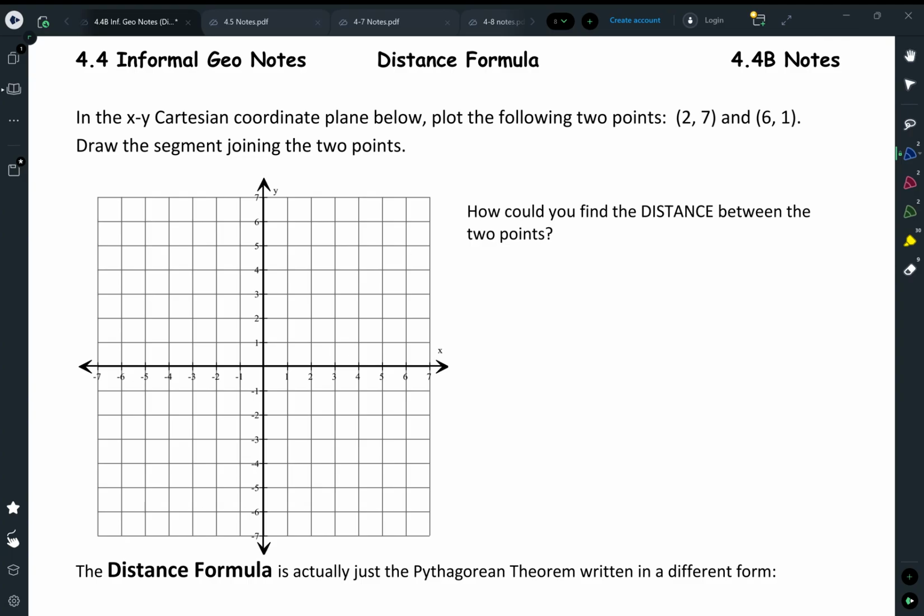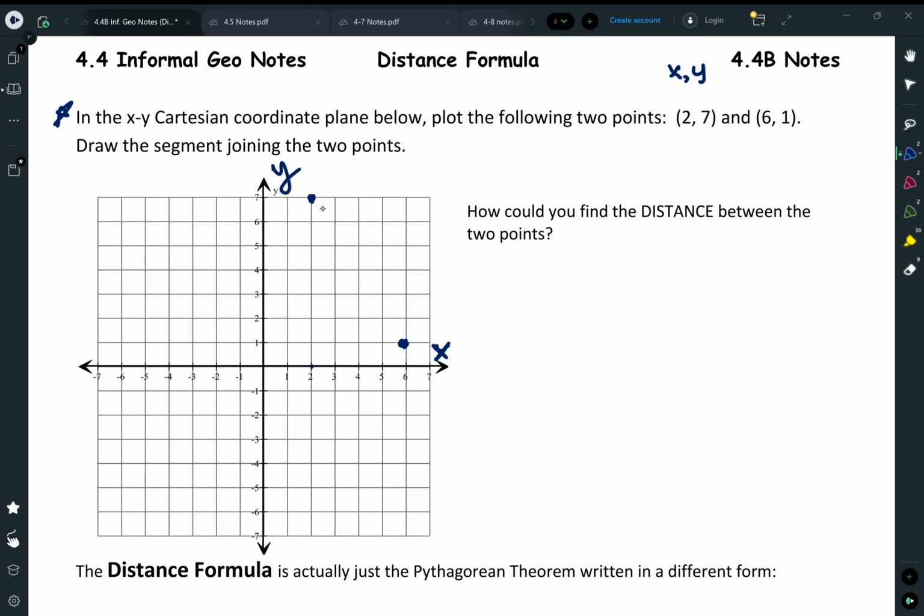So in the XY Cartesian coordinate plane, I'm just reading right up here at the top: plot the following 2 points, (2, 7) and (6, 1). So let's remember ordered pairs are x comma y. They are in alphabetical order. This is my x-axis, the horizontal, the vertical one's my y. So for (2, 7), I would go over 2 for x and then up 7 for y. For (6, 1), over 6 for x and up 1 for y.